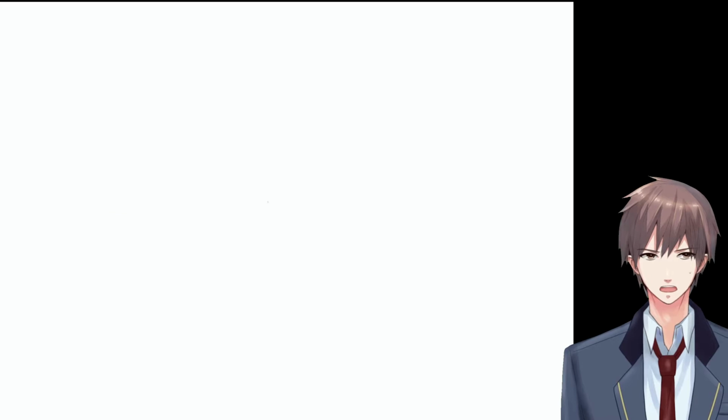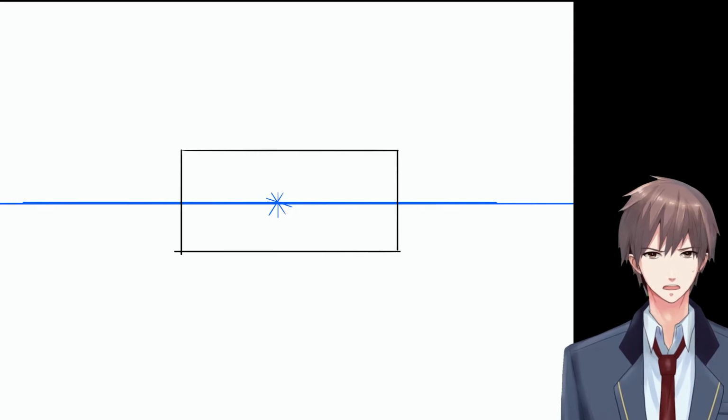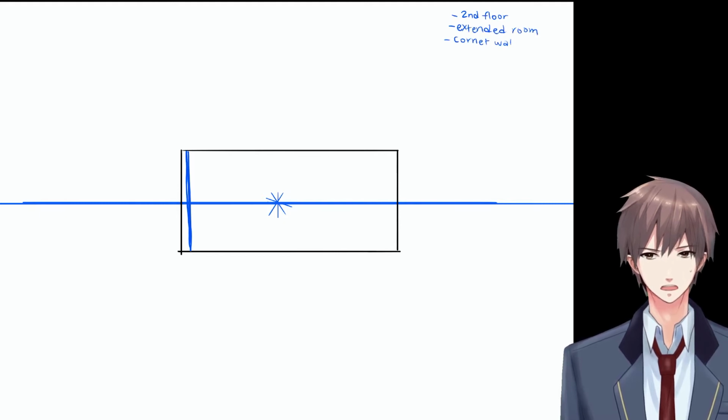First things first, draw your horizon line and vanishing point. Draw a rectangle in the middle of your paper and around your vanishing point. Before we go any further, I will cover 6 things that we'll be working on in this video. First, we will make a second floor, an extended room, a corner wall, a split wall, a side room, and lastly, stairs.